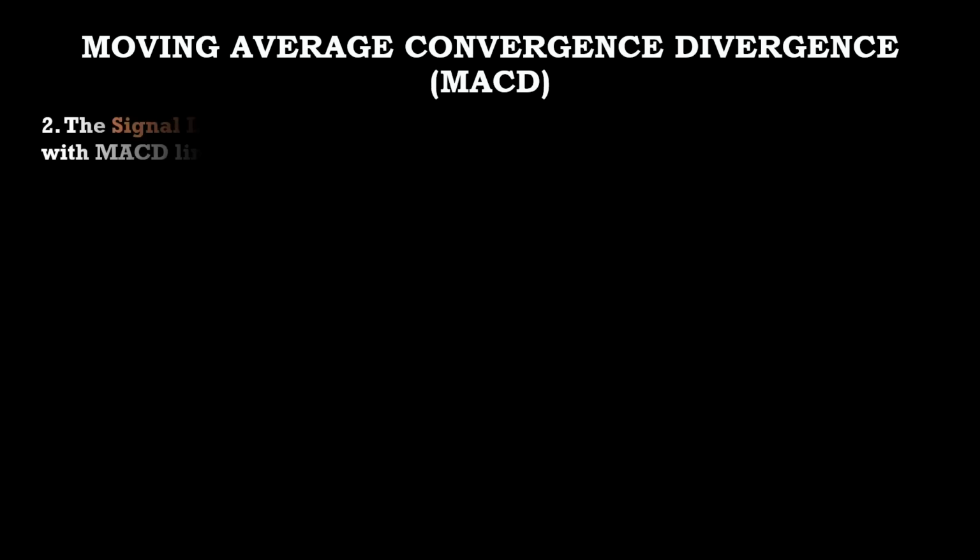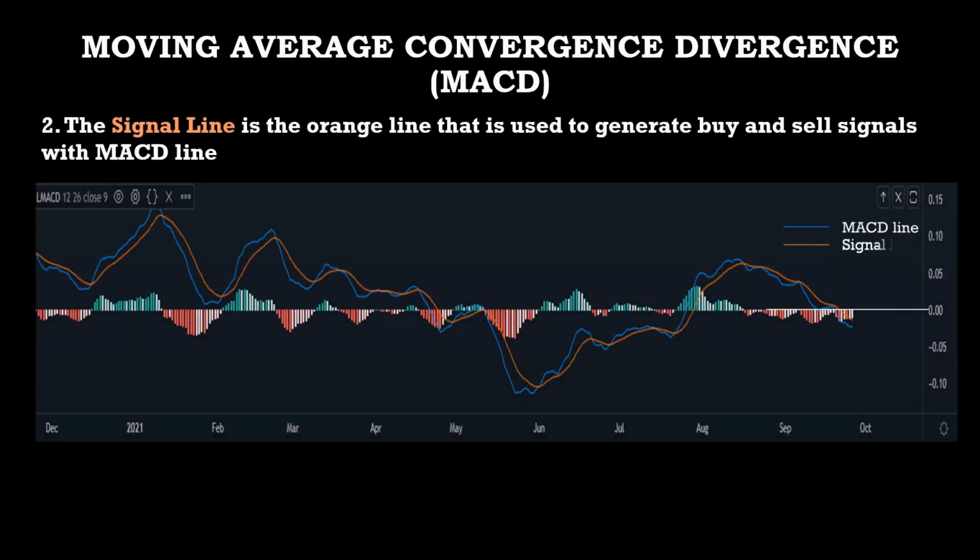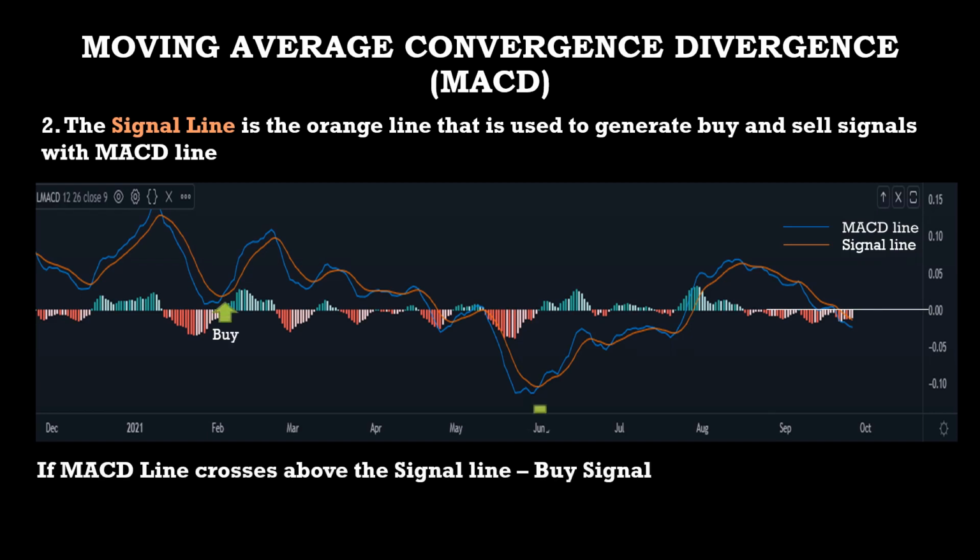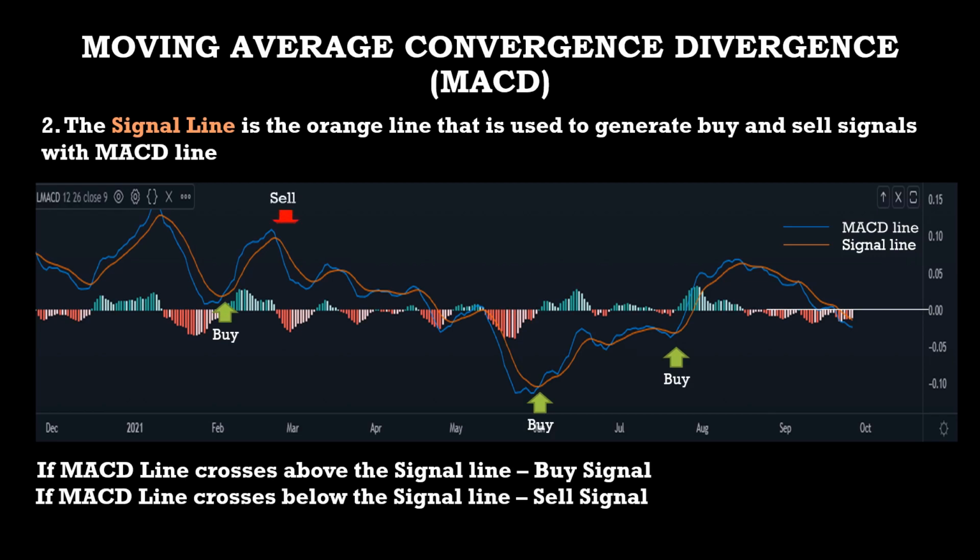The signal line is the orange line that is used to generate buy and sell signals with the MACD line. If the MACD line crosses above the signal line, it is a buy signal. And if the MACD line crosses below the signal line, it's considered a sell signal.